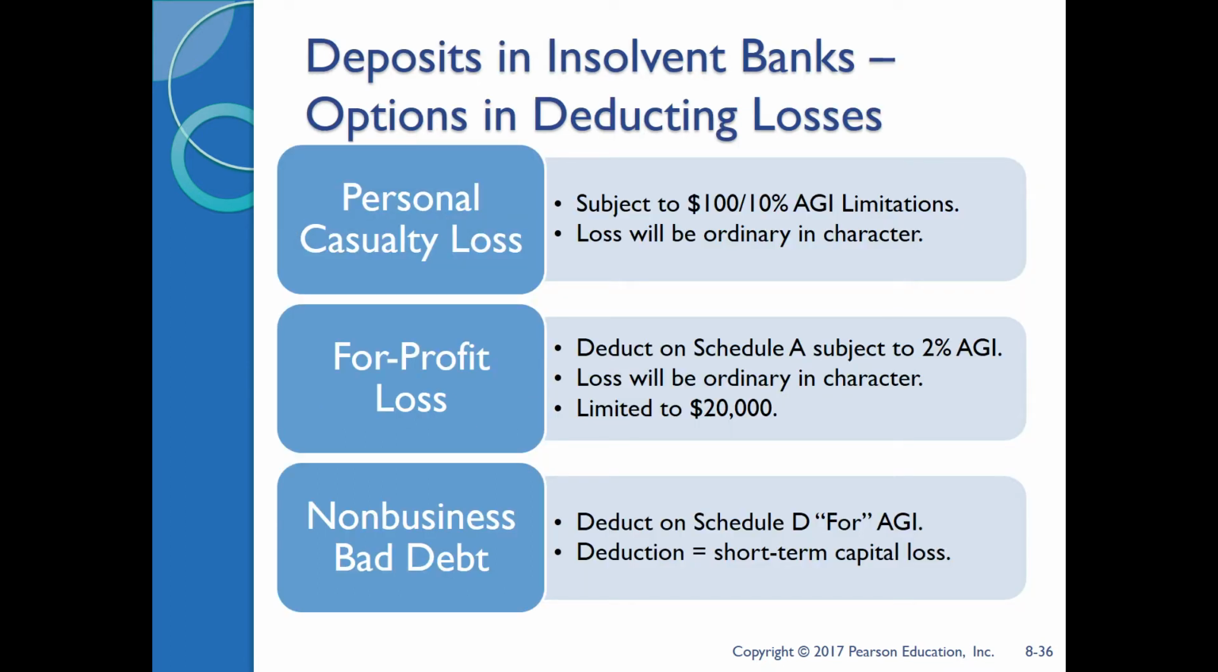Deposits in insolvent banks, options, and deducting losses. So personal casualty losses are subject to the $100 or 10% of AGI limitations, and the loss will be ordinary in character. A for-profit loss is deducted on Schedule A subject to the 2% AGI floor, and the loss will be ordinary in character, limited to $20,000. Non-business bad debt is deducted on Schedule D for adjusted gross income, and the deduction equals a short-term capital loss. Since it's a short-term capital loss, obviously it's subject to the capital loss limitations, $3,000 per year.